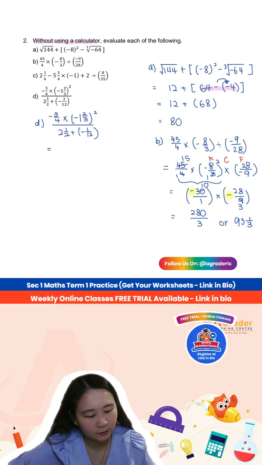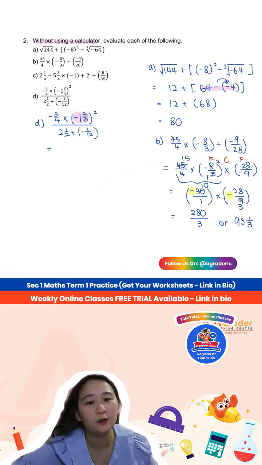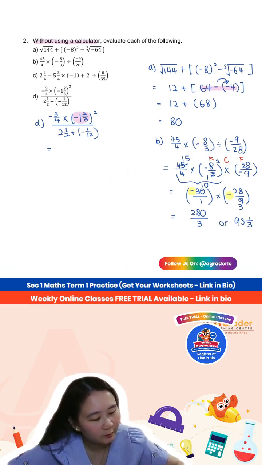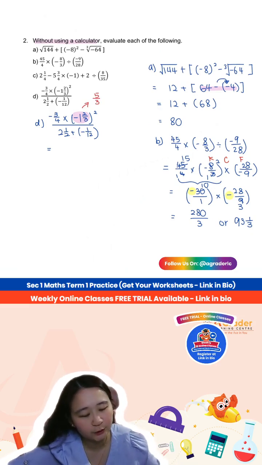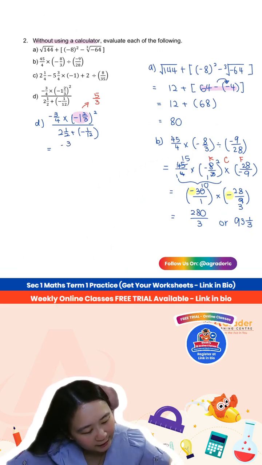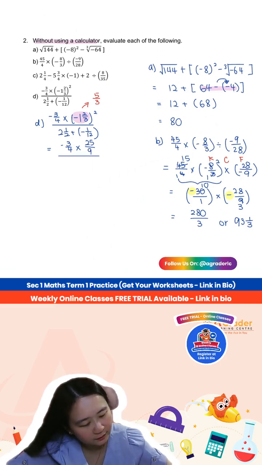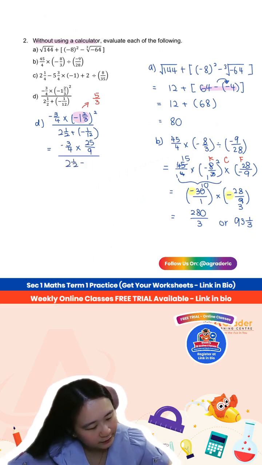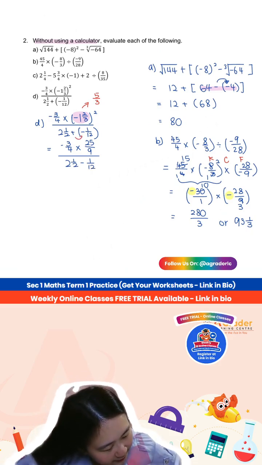Okay, so it's equals to, you can square this fraction here. When you square a negative number, it will become positive. So this fraction is actually 5 over 3. So we take 5 over 3 squared. So you have negative 3 over 4 times 5 squared is 25, 3 squared is 9, over 2.5 minus 1 over 12, because positive times negative is negative.